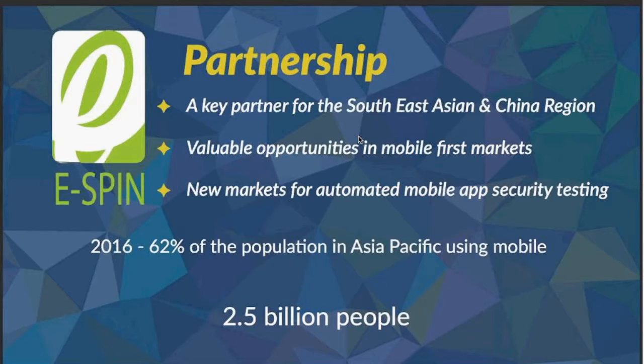62% of the population in Asia Pacific are using mobile devices. That's 500 million people. We're expecting this to grow at an exponential rate, with 600 million more people by 2020. And as people's lives become more device and app-centric, there's an increased need and expectation that these apps are secure, and that they protect the reputation of the companies who make them and their users' personal data.